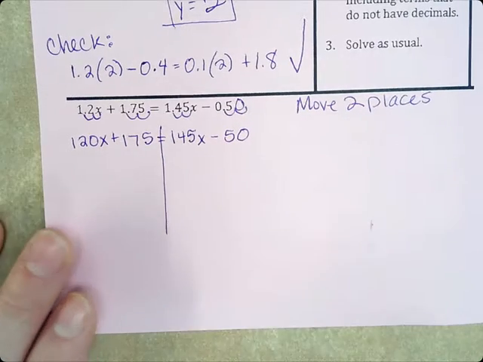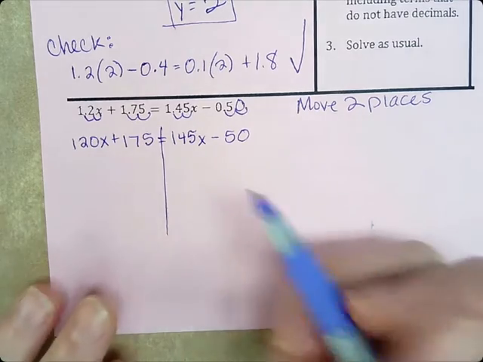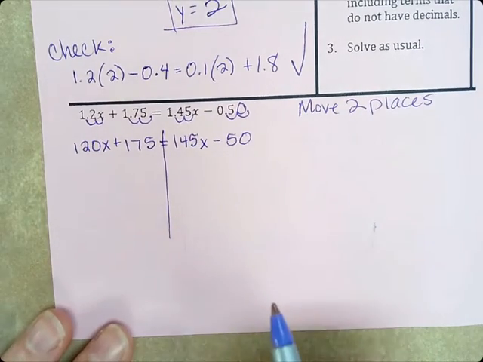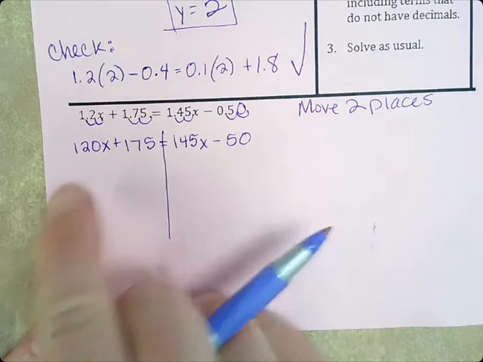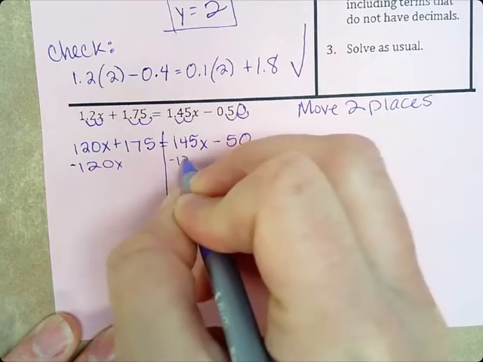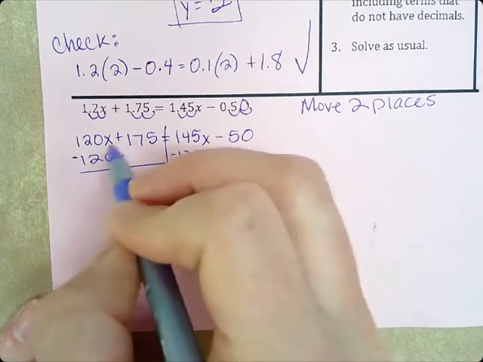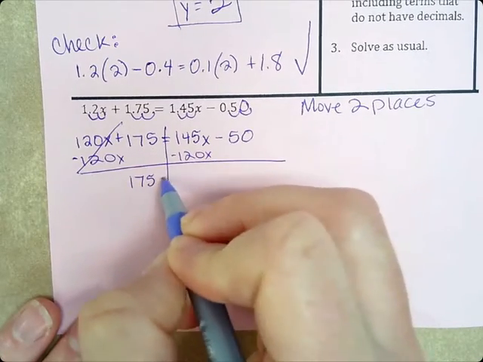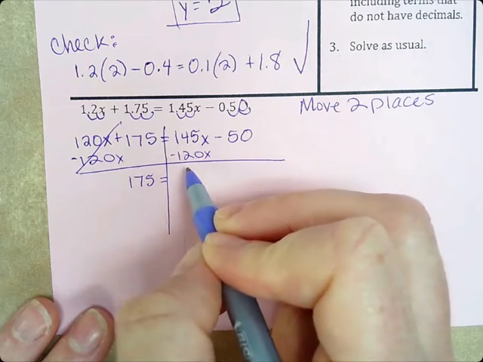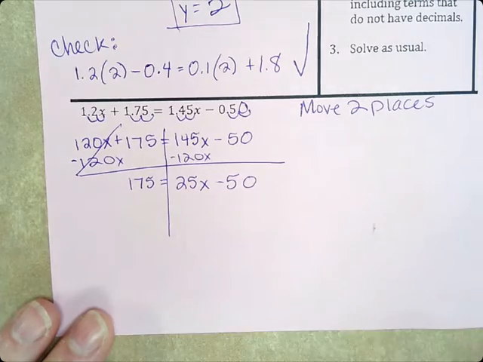Sometimes people feel like that makes it actually harder because you're dealing with bigger numbers. If you'd rather deal with decimals, you can. I'm just showing you a way that makes it simpler for me. So then we move our x value. So we're going to move the smaller one. Subtract the 120x. So 120x cancels. We're left with 175 equals 145 minus 120, 25x minus 50.